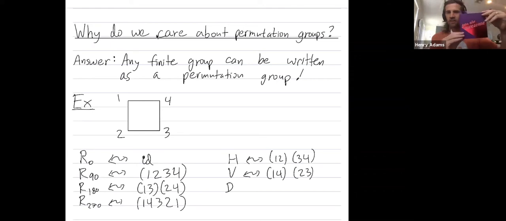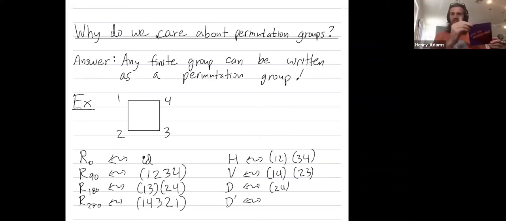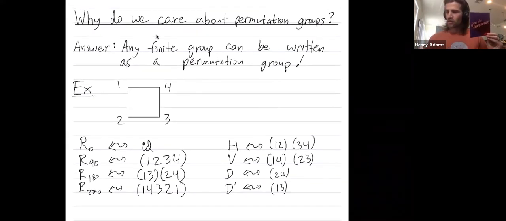Okay, this will be my first diagonal. My first diagonal flip fixes 1 and 3, but it just swaps 2 and 4. And finally, my very last symmetry, this last diagonal flip, fixes 2 and 4, but it swaps 1 and 3. So you don't need to keep playing with square pieces of paper if you don't want to. You can just work now with this notation in this permutation group.